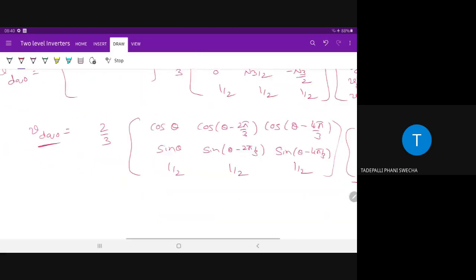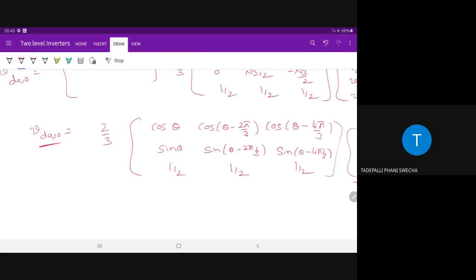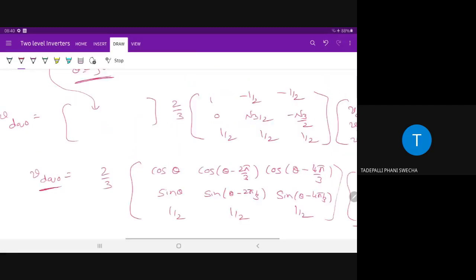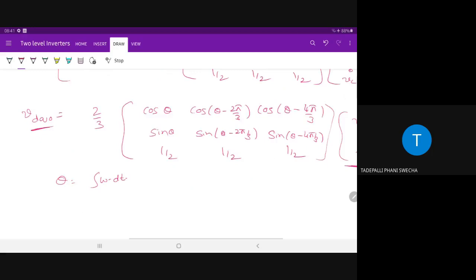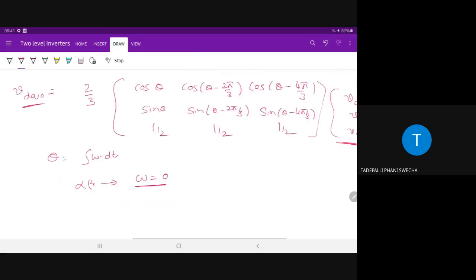Okay, dq0 to ABC reference frame, right? In the stationary case, we also discussed theta equal to the integration of omega t. In the alpha beta reference frame, this omega is 0, because it's a stationary reference frame, therefore that speed is 0. That means this theta is also 0.